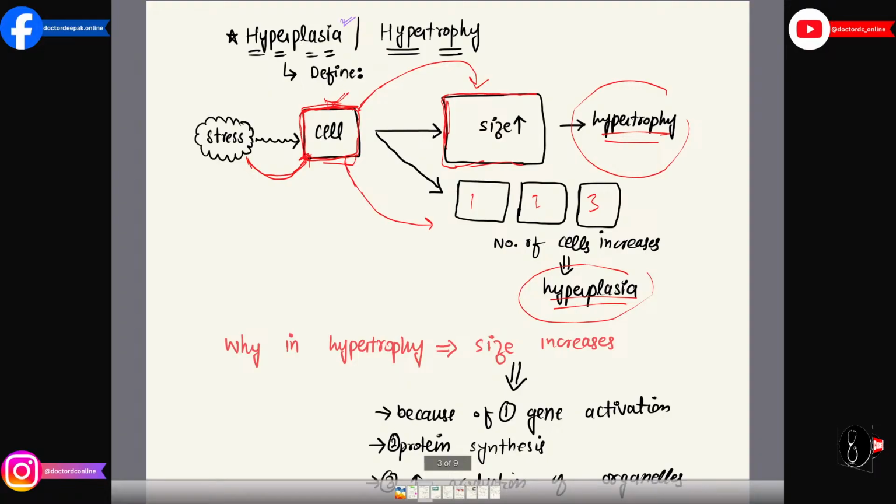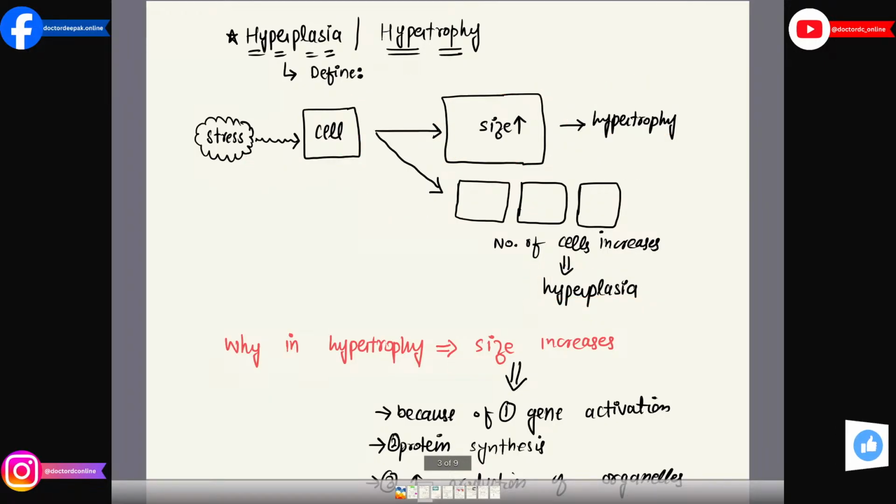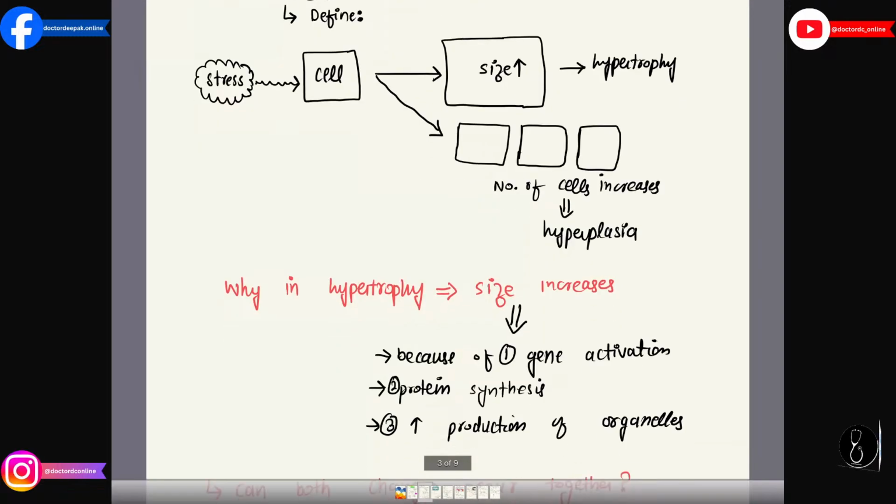Now, another important question is, as I already told, in hypertrophy there is an increase in the cell size. Now the question is, when stress is placed on the cell, why does it increase its size? What is the mechanism or principle through which the cell is going to increase its size? So here I mention the basic steps which the cell will follow to increase its size. There are three important steps which a cell must undergo to increase its size.